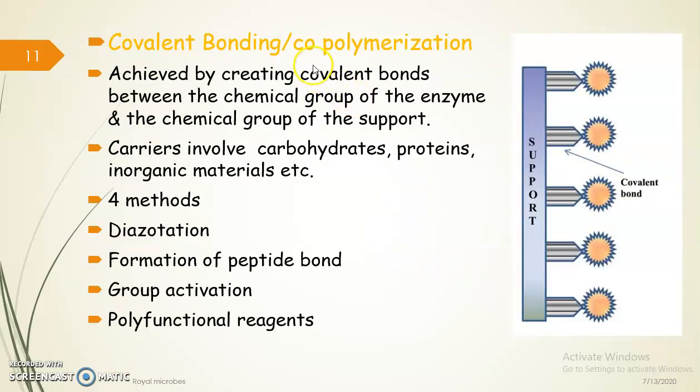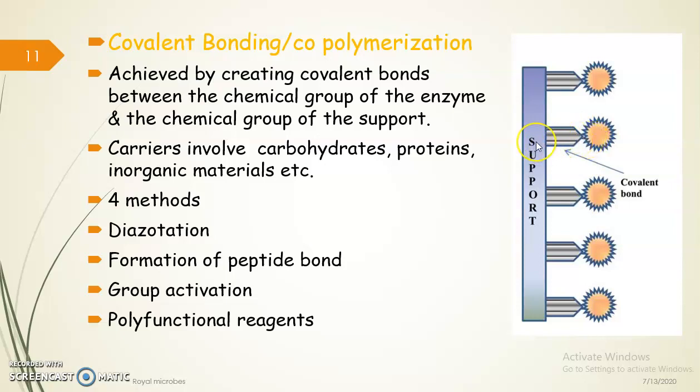Next we can see covalent bonding or copolymerization. It is another method of enzyme immobilization. Here we can see covalent bond formation. That is, a covalent bond is formed between the chemical group of the enzyme and the chemical group of the support. This is a support material and this is the enzyme. Here we can see a covalent bond is formed between the support and the enzyme.